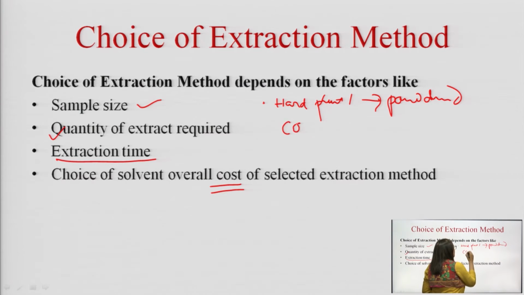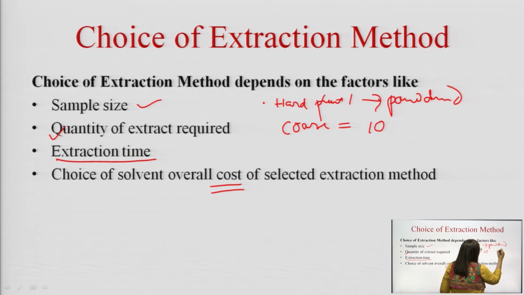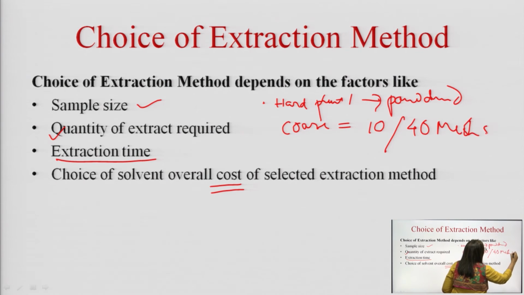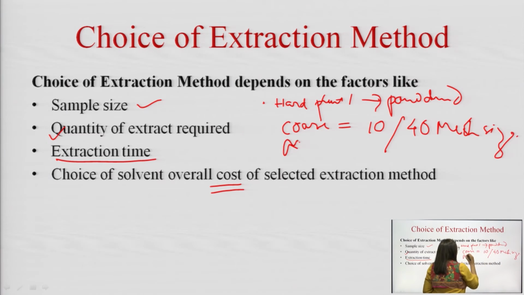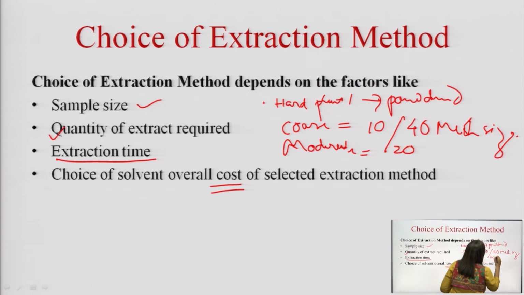A coarse powder must pass through the sieve size of 10 by 40 mesh size, while the moderate ones must pass through 20 by 60 or 20 by 80 as required.